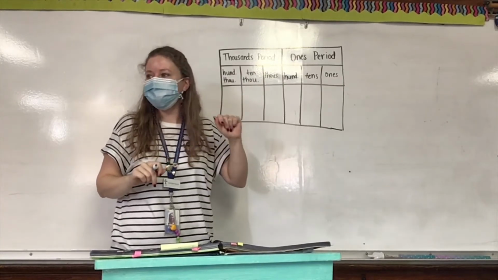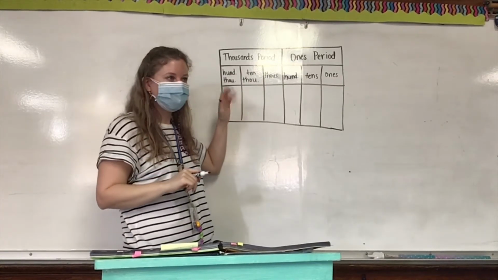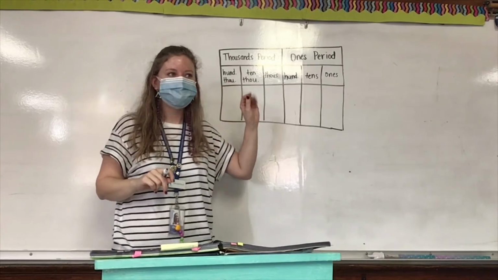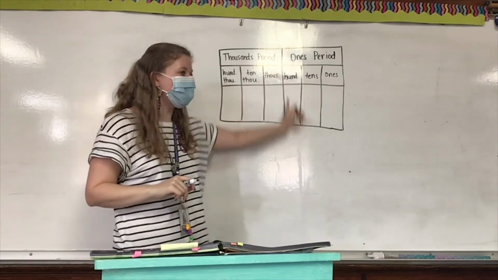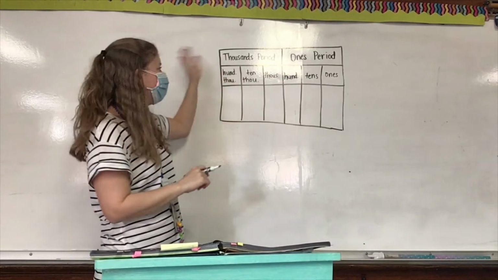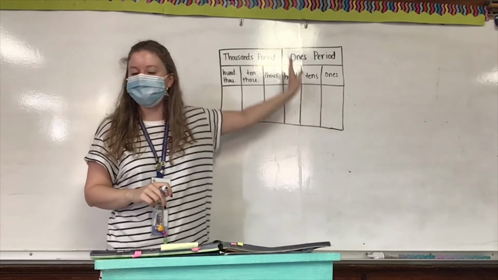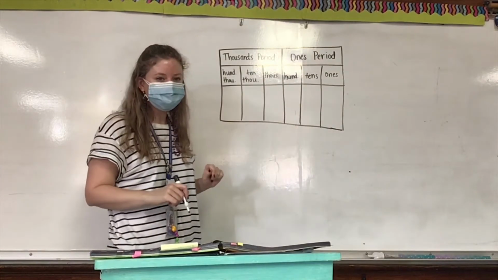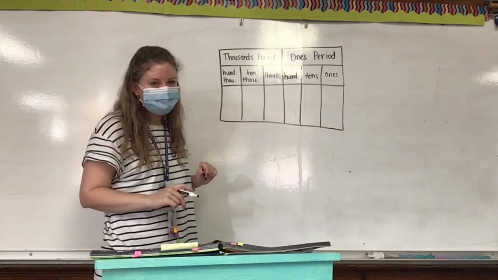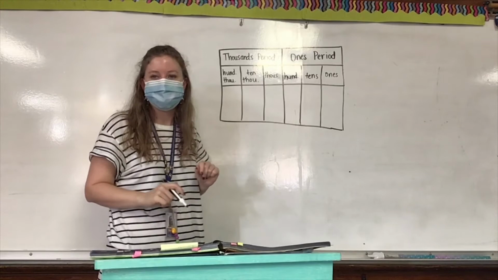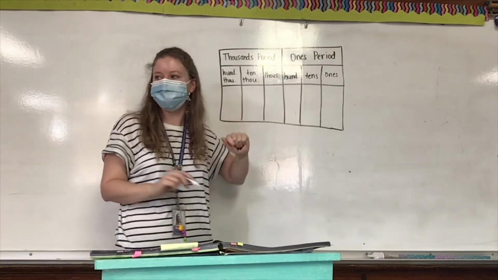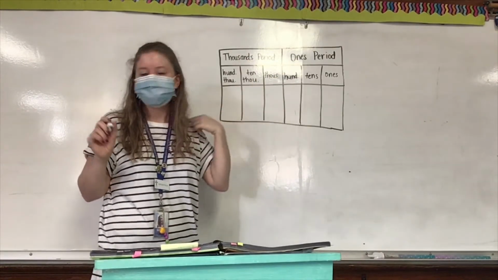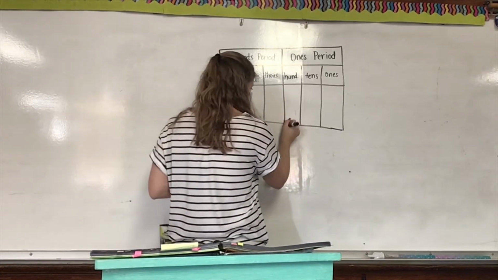What goes right between the periods every single time, no matter how many periods we have? What always comes between them? Zari? A line. Not a line. If I was writing the whole number out, I would not put a line there. Kingston? A comma.